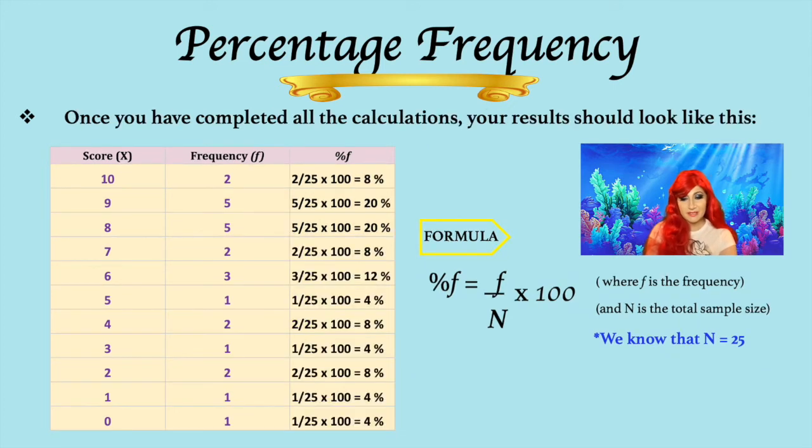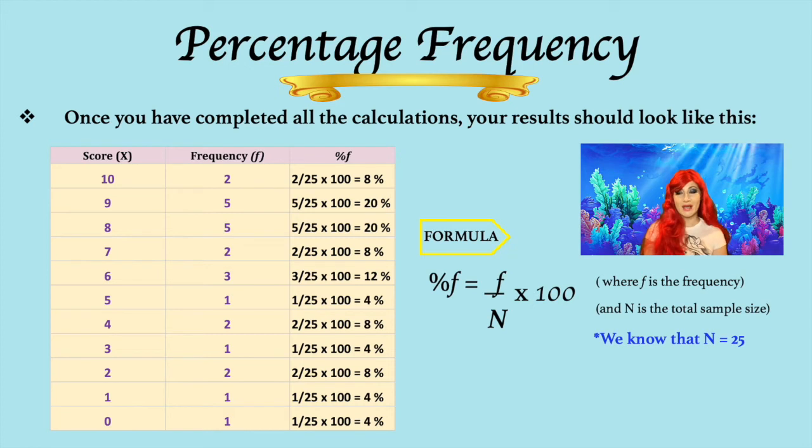So we have 8% for the first one, 20% for the second and third. So ultimately that means that 2 is 8% of 25. 2 out of 25 people represents 8% who scored a score of 10. So you can answer the question, how many people scored a 10? The answer would be 2.